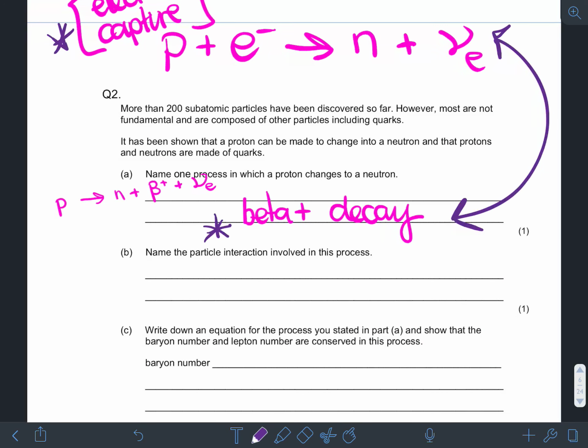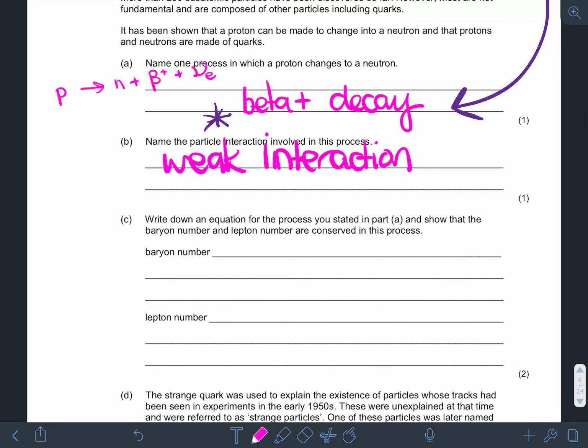All right, so name the particle interaction involved in this process. This is, of course, the weak interaction. And we know that because it involves leptons. And the weak interaction is how leptons can change quarks into other things. Okay, write down an equation for the process you stated in part A and show that the baryon number and lepton number are conserved. Okay, so we've already written down the equation. That's here. Let's bring it down.